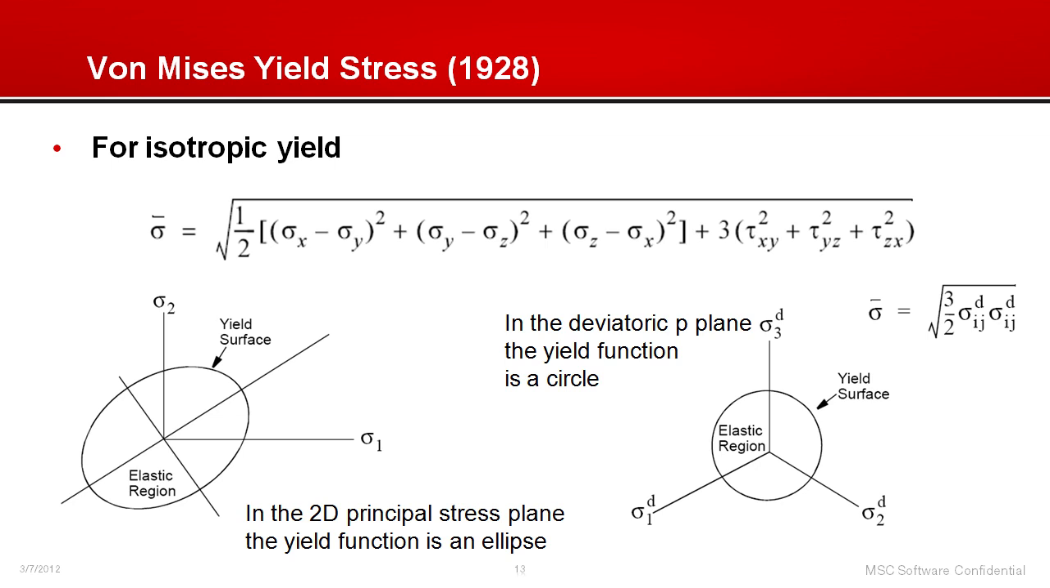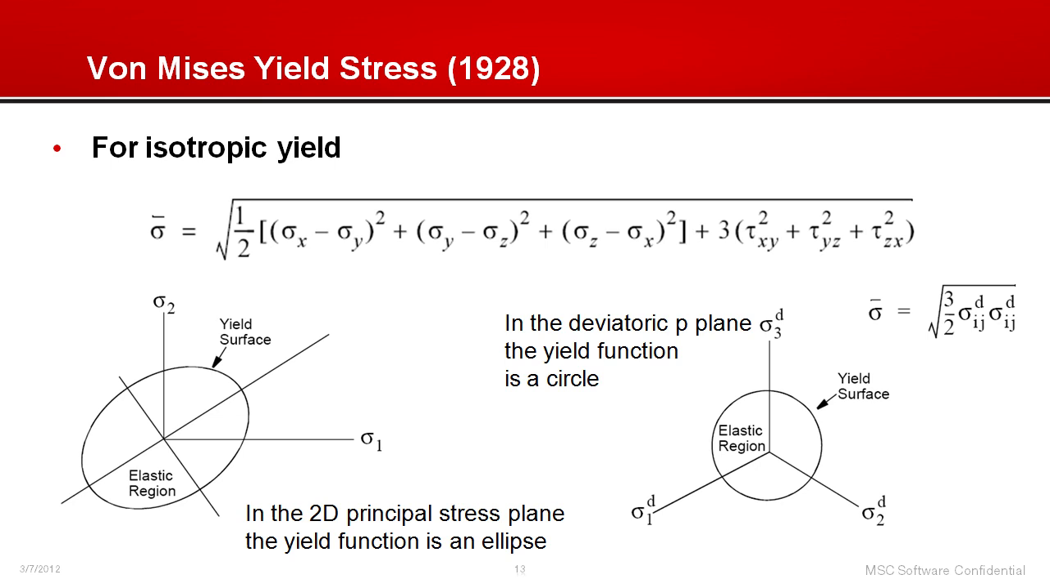In the 2D principal stress plane, the yield surface is an ellipse. In the deviatoric plane, the yield surface is a circle. So any stress state inside the yield surface is an elastic region, and any stress state on the curve determines the onset of the plastic portion of the material. And this is the stress criteria again we'll be using during the demonstration today.